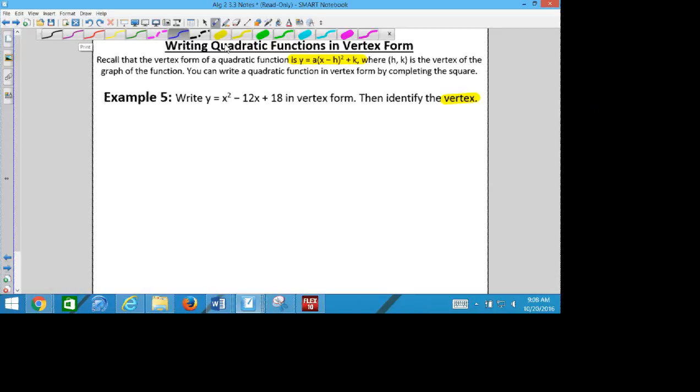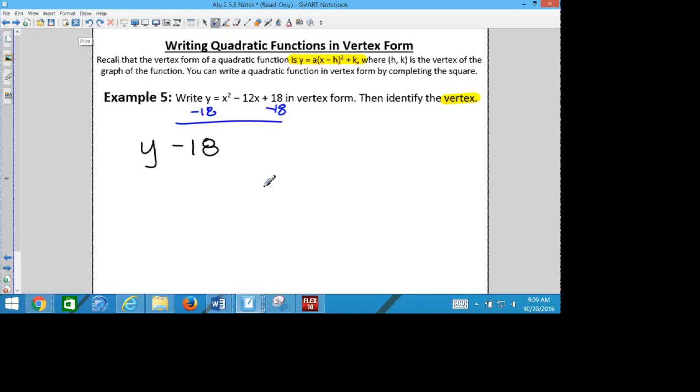So I'm going to move the 18 over, but there is a y here this time. That's okay. Nope, we're not making it 0. We're leaving it y. We would make it 0 if we were solving for the x-intercepts, but we're not doing that. We are writing this in vertex form, but the work is the same as the complete the square. So I'm going to write y minus 18, I'm going to leave a space, equals x squared minus 12x, and then I left a space because we're going to do complete the square.